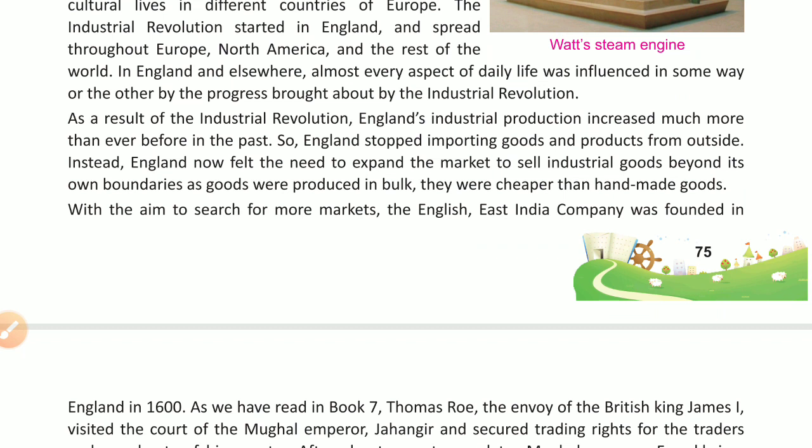As goods were produced in bulk, they were cheaper than the handmade goods. See, the industrial revolution took place especially in Britain, and the whole of Europe. In many other countries, only handmade goods were used. But you see, when Britain started producing industrial products, these goods were cheaper than the handmade goods. So these cheaper goods were more in demand. So now England is in a position to export these goods rather than importing goods from other countries.